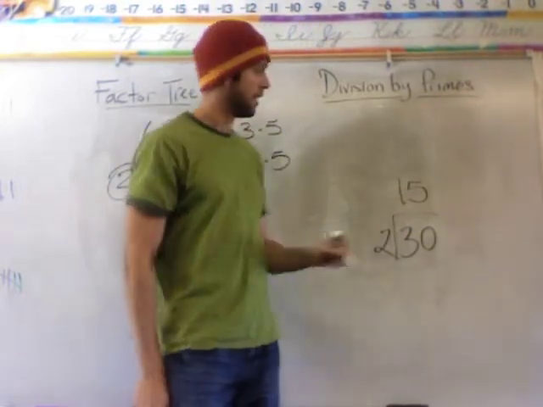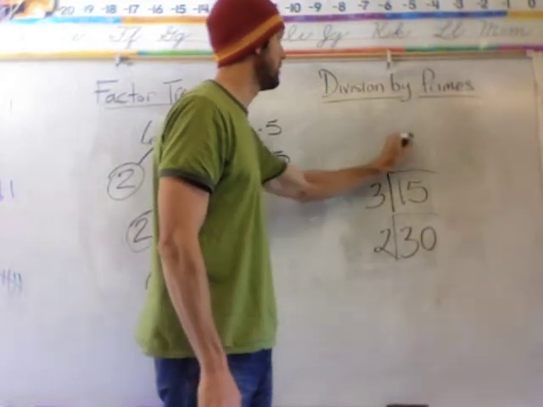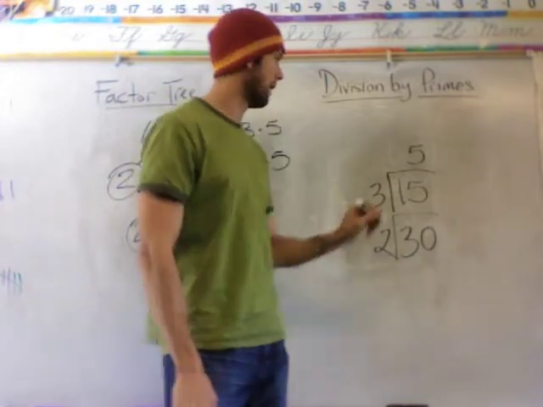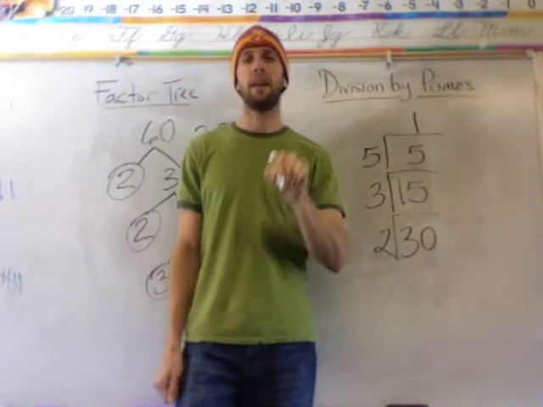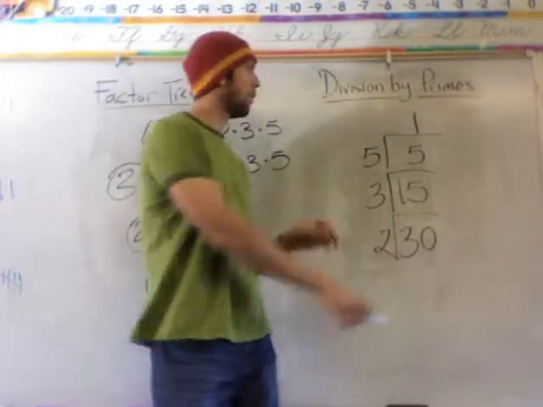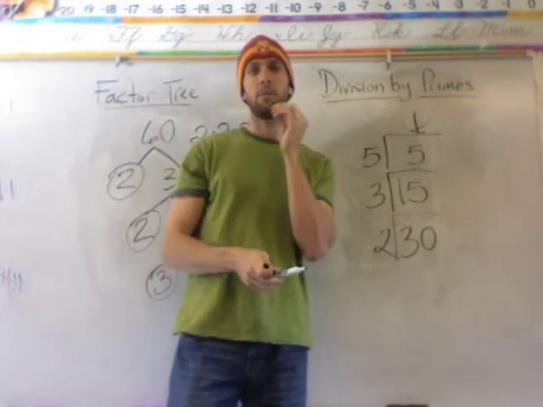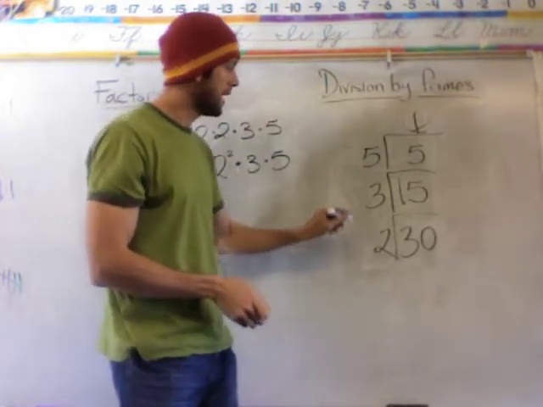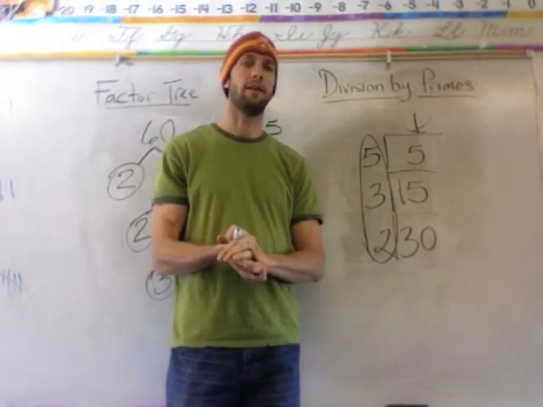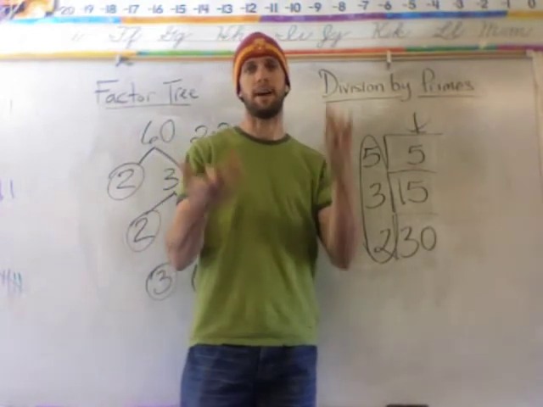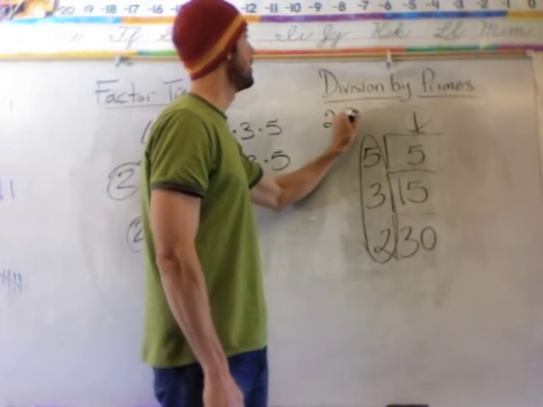I'm not done yet. Draw another dividing box. Now what goes into 15? Well, 3 goes into 15 5 times. Not done yet. What goes into 5? Well, 5 goes into 5 1 time. Now I'm done. When you get a 1 at the top, a 1 is neither prime nor is it composite. When you get that 1, you're done. But my answer lies right here. What are the prime numbers that I divided by? Product of prime numbers is prime factorization. So 2, 3, and 5, my answer is 2 times 3 times 5.